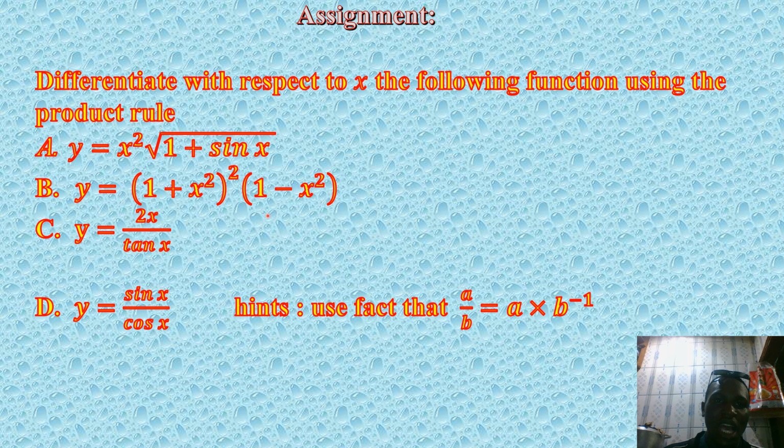So now I've given you a hint so that you will not be lost. Use the fact that a over b is the same thing as a times b to the minus 1. So if it's a certain n here, it will also be minus n.